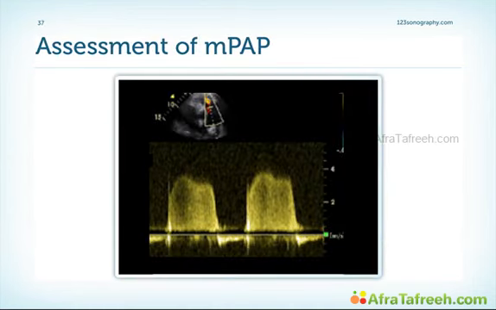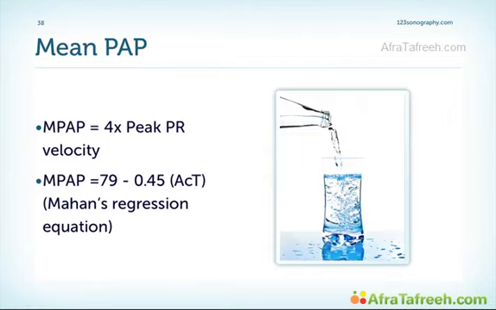We can not only calculate the systolic pulmonary arterial pressure, but also the mean pulmonary arterial pressure. And what we need for that is a good signal of a pulmonary regurgitation jet. And you have one here. And you take the peak velocity of this jet, multiply it by 4 to get the mean pulmonary arterial pressure. An alternative method would use the pulmonary acceleration time. And you've got the formula here.